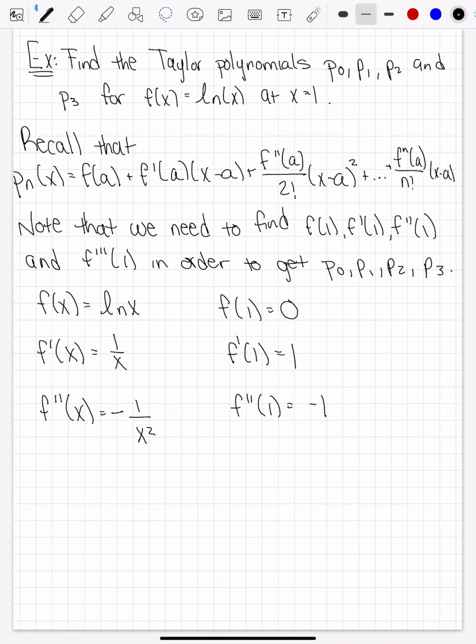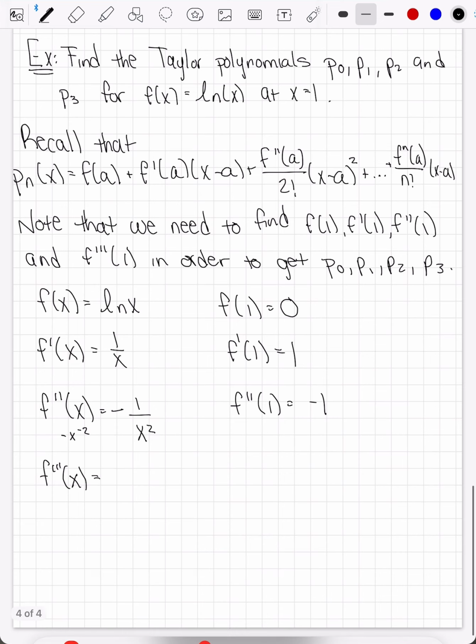And then if we do the third derivative, we see the second derivative as negative x to the negative 2, so that would be negative 2 times negative 1, which becomes positive 2, and then we would have x to the negative 3, which I could just bring down to the denominator. And then if I plug in 1 into that third derivative, I would get 2 over 1, which is just 2 itself.